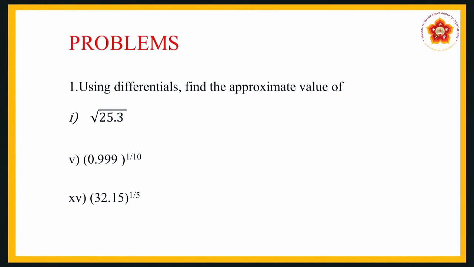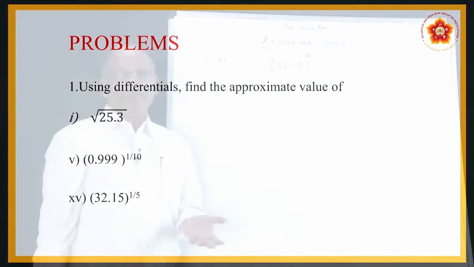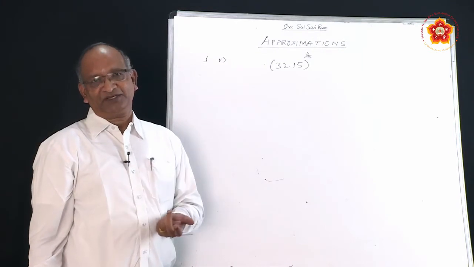And the problem is the 15th bit of the first problem. And what is the problem? He says it is 32.15 to the power 1 by 5. Now, without any hesitation, you can tell what will be the function.